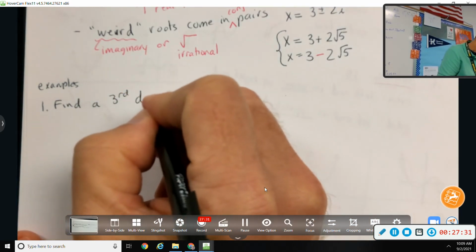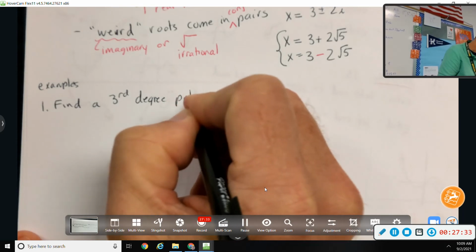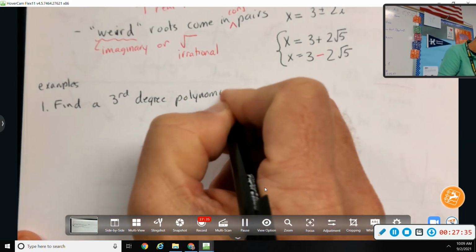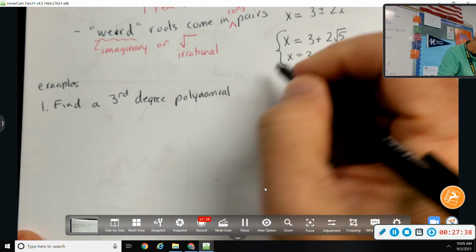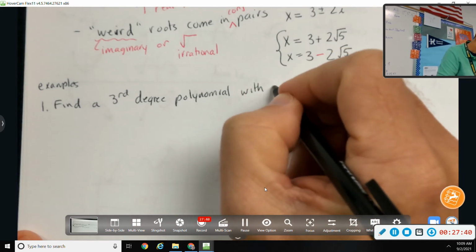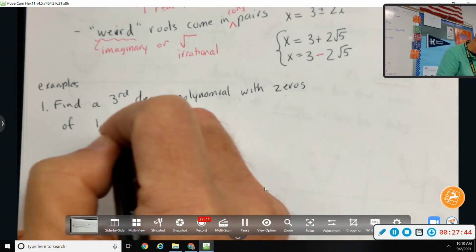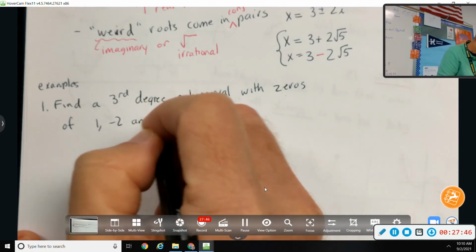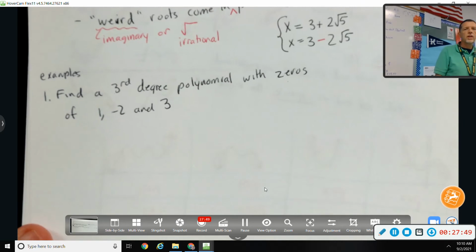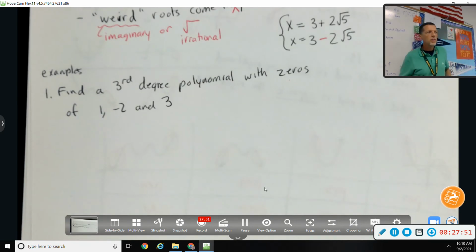Find a third-degree polynomial with zeros of 1, -2, and 3. Find a third-degree polynomial with zeros of 1, -2, and 3. This is real similar to the last couple on the most recent worksheet.